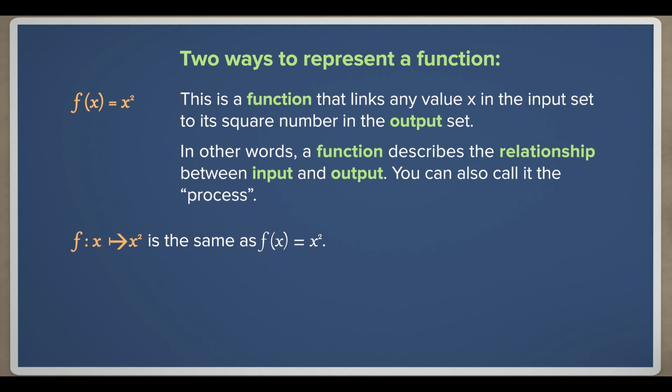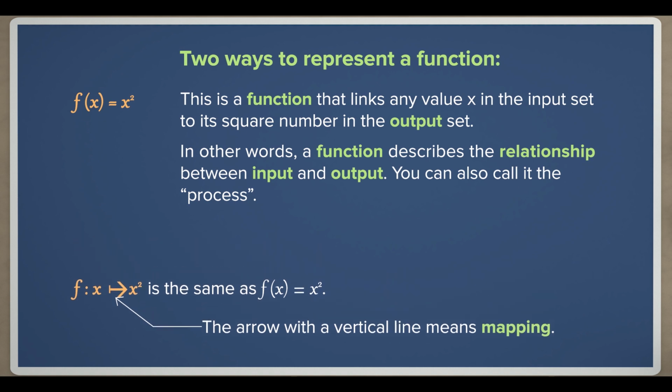Now, for the second way of representation, the arrow with a vertical line means mapping. This means any value of x will be mapped to the square number of itself. In both cases, f is the name of the function, x is the input variable, and x squared is the process done to the input variable to get the output.